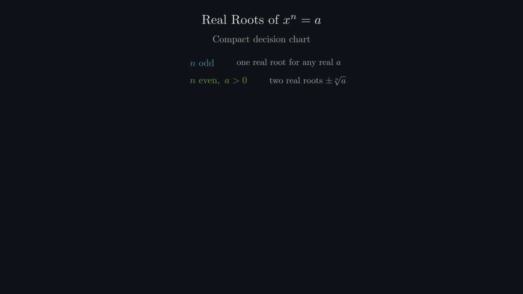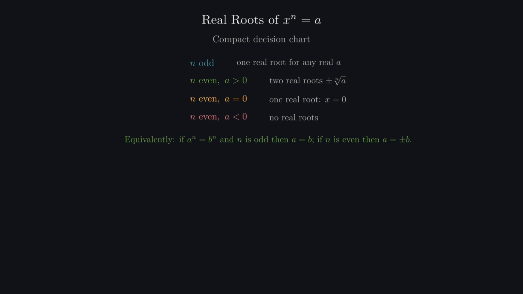Not every equation of the form x to the n equals a behaves the same way. So here's a compact decision chart. If n is odd, there is exactly one real root, no matter what a is. If n is even and a is positive, there are two real roots, plus or minus the nth root of a. If n is even and a equals 0, there is exactly one root, x equals 0. And if n is even and a is negative, there are no real roots at all. An even power can never produce a negative result.